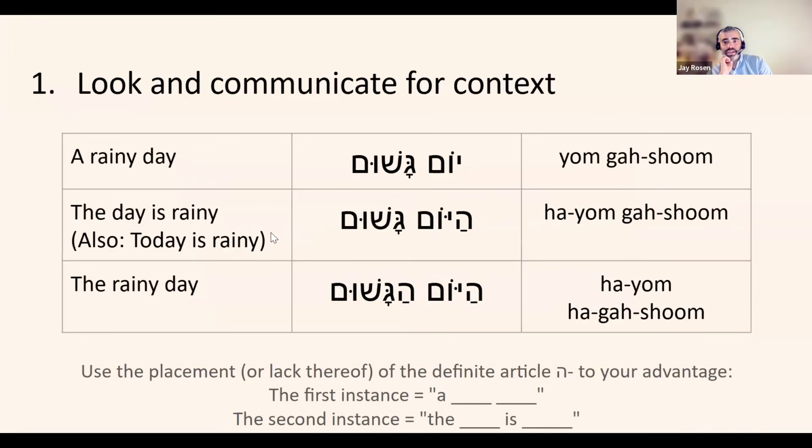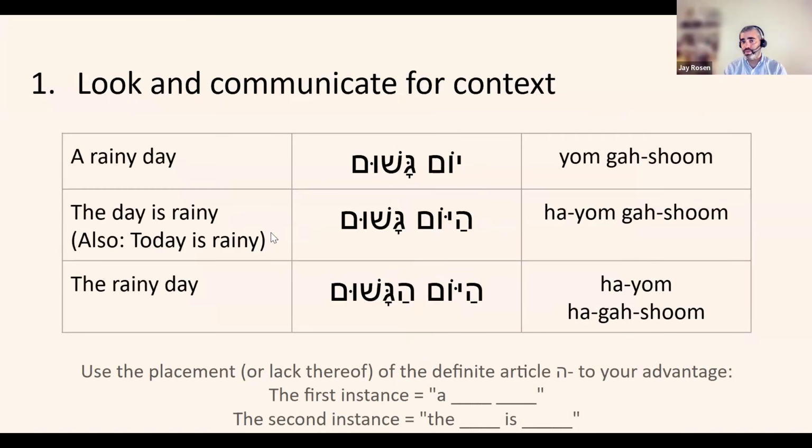How are you going to say today is a rainy day? First off, in Hebrew, you don't really need to say it, right? You could say the day is rainy. That's more than all right. It's the same idea. Today is rainy. If you want to say today is a rainy day, a little bit repetitive, but go for it.